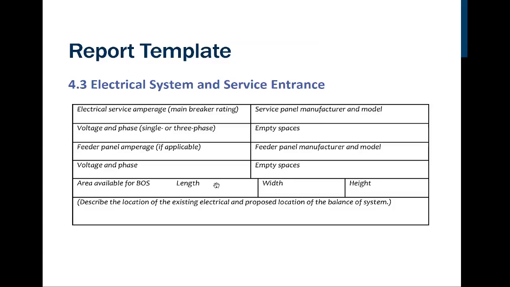Area available for the balance of the system. We can see the length, the width, and the height. And then we need to describe the spot, the basement, the garage, and so on. We have to tell exactly where it's going to go.